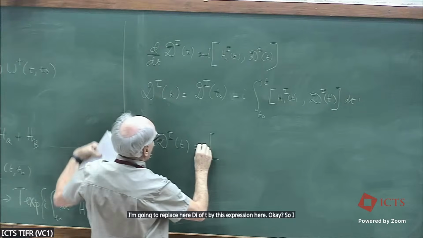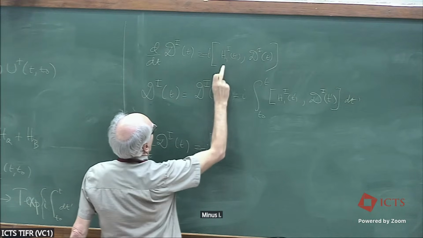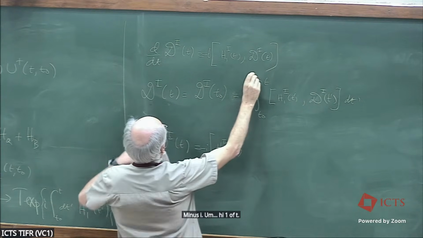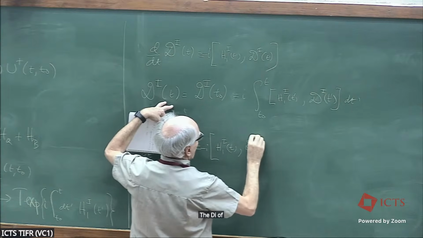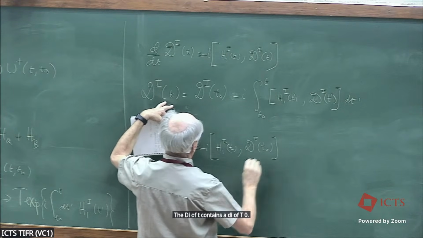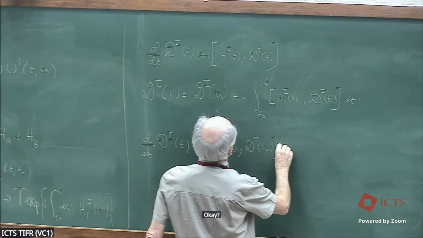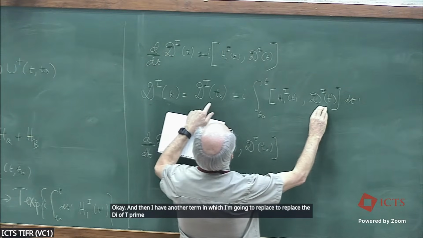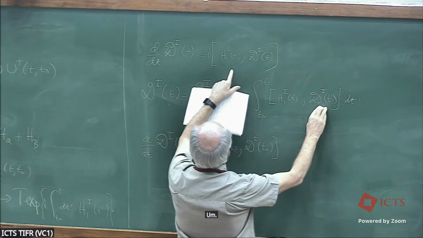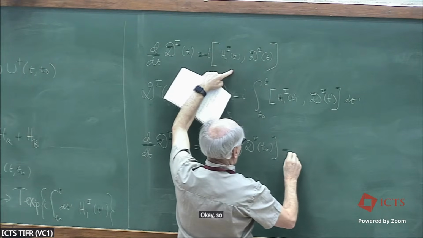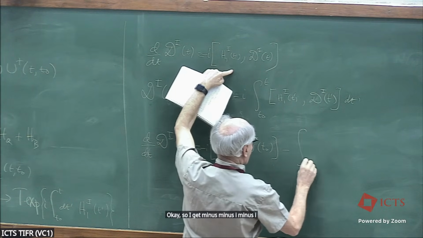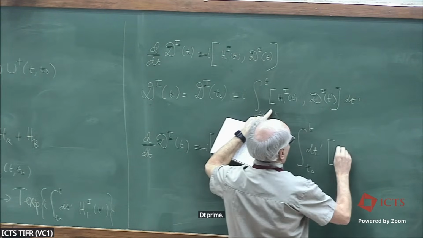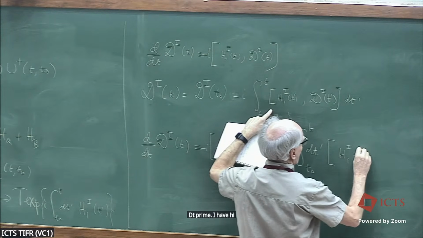So I get minus i, H1 of t. The dI of t contains the dI of t0. And then I have another term in which I'm going to replace the dI of t prime by this first term here. So I get minus i, so it's minus integral from t0 to t dt prime, and I have H1 of t prime.